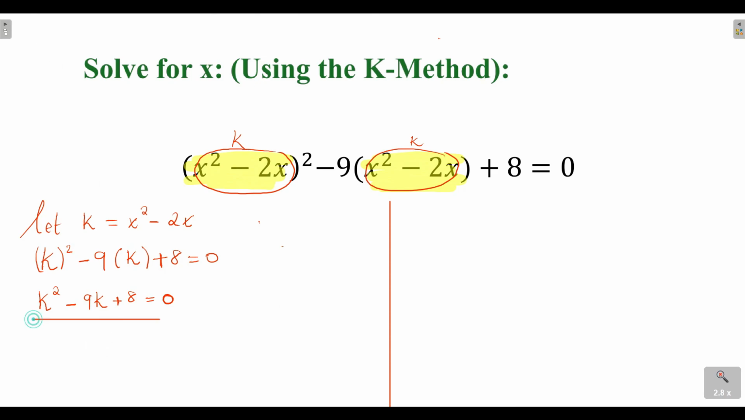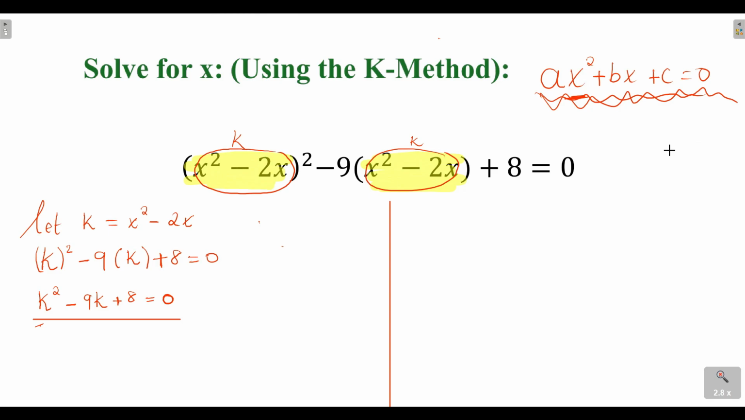Do you see that now this equation is actually a quadratic equation in the form of ax squared plus bx plus c, which is equal to 0? The only difference now is that instead of having the variable x, we have the variable k, but it's still in that form. k squared minus 9k plus 8 is equal to 0. We are dealing with a quadratic equation.